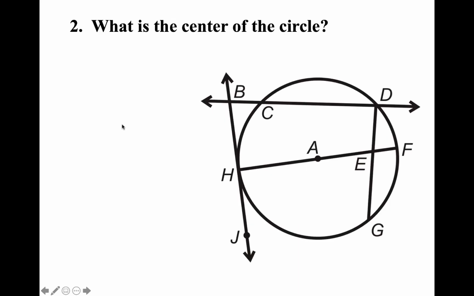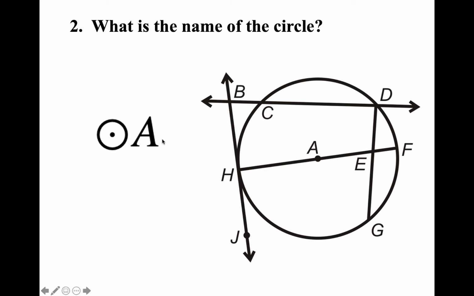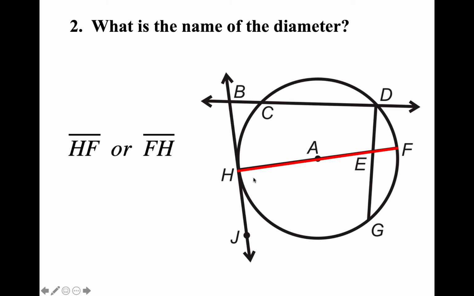So it's time for you to try some. What is the center of the circle? That would be point A at the center of the circle. What is the name of the circle? Since the center is A, the circle is called circle A. What is the name of the diameter? So this is the diameter, it goes through the center of the circle. You could have named it HF or FH.